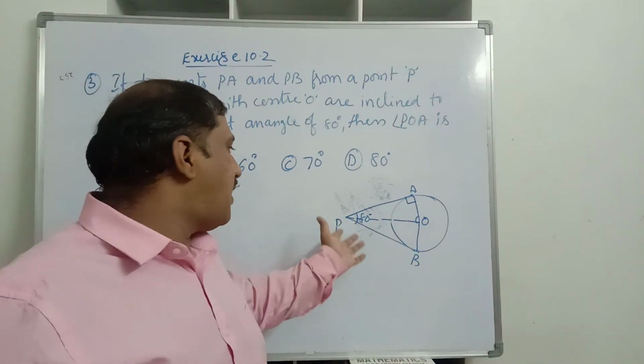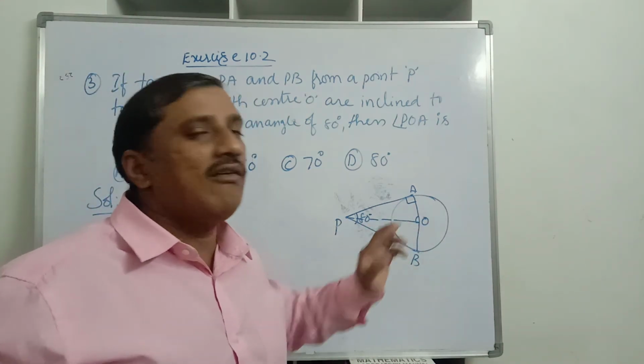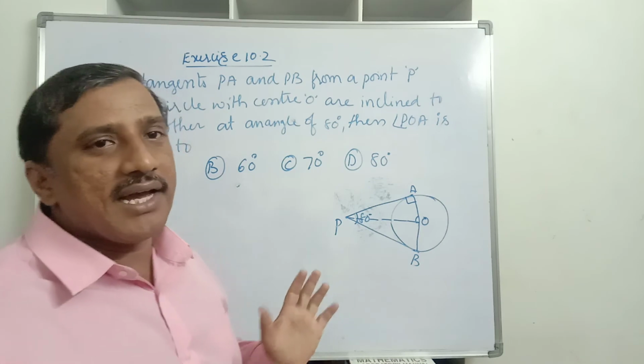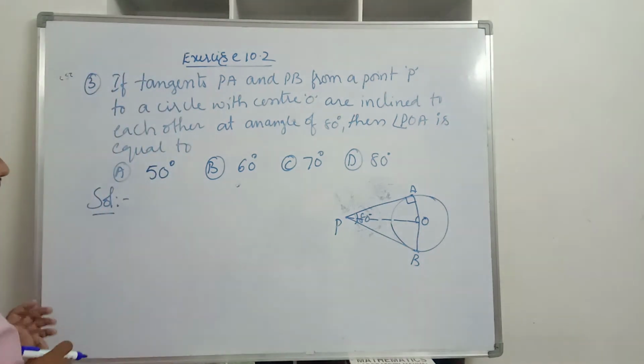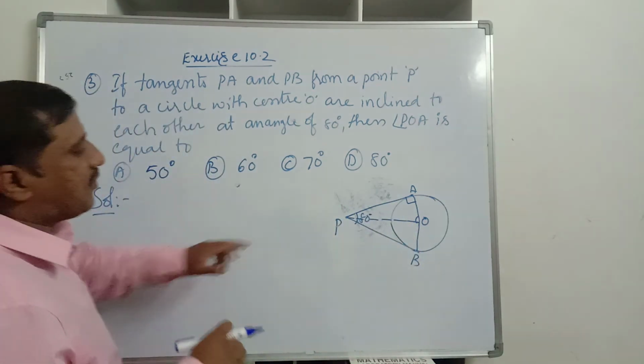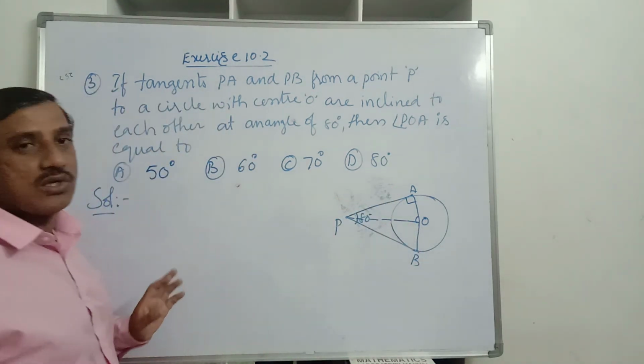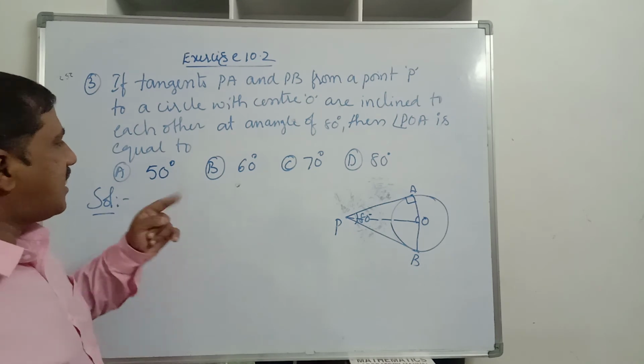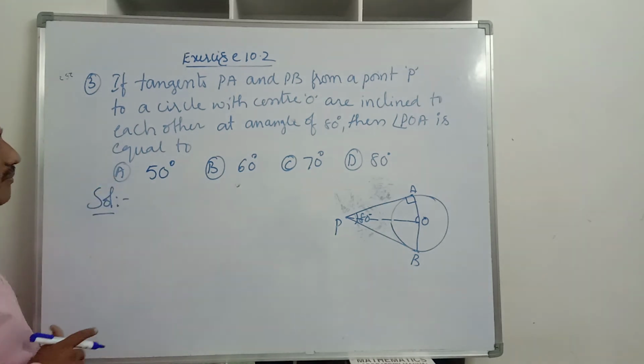As angle APB is 80 degrees, this angle will become 180 minus 80, which is 100 degrees. Now PO bisects the angle made at the center, therefore angle POA is equal to half of 100 degrees, that is 50 degrees. So option A will be correct.